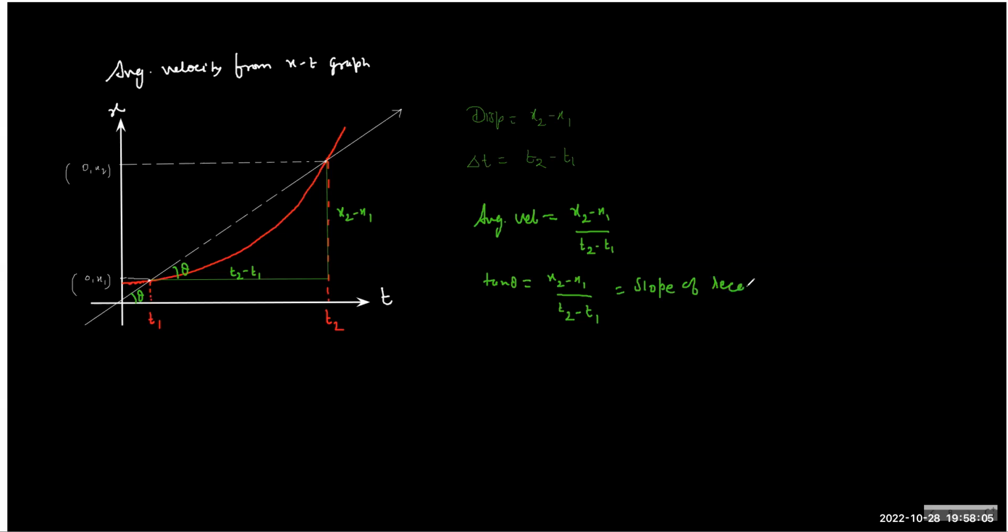You know secant, we have discussed. So average velocity is always equal to the slope of the secant. So if you know the beginning, if you know the end, simply join the beginning and the end, find the slope of that line, and that will be your average velocity. Is this clear?